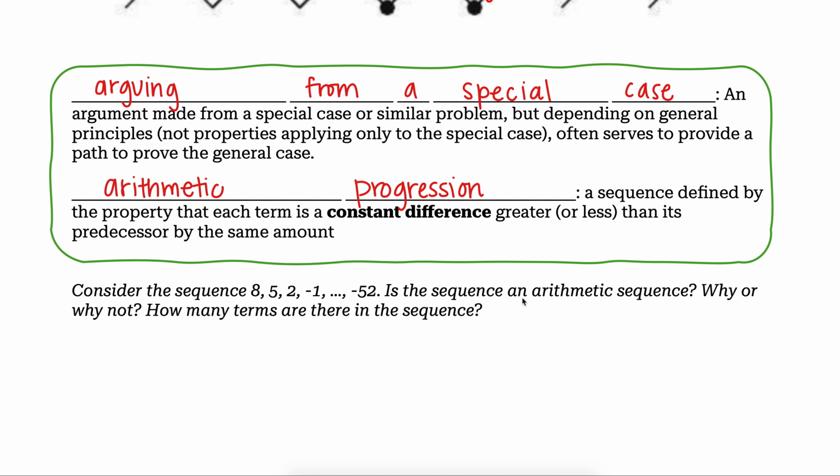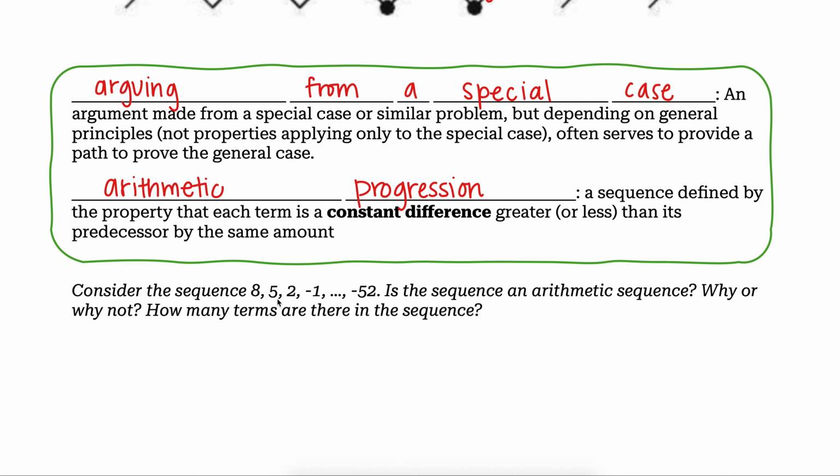So we're given the sequence 8, 5, 2, -1, and then it's going to continue till we get to the number -52. And we're asked, is this an arithmetic sequence? And in this case, it's going to be a yes. In this case, you are not adding but subtracting to go from term to term.